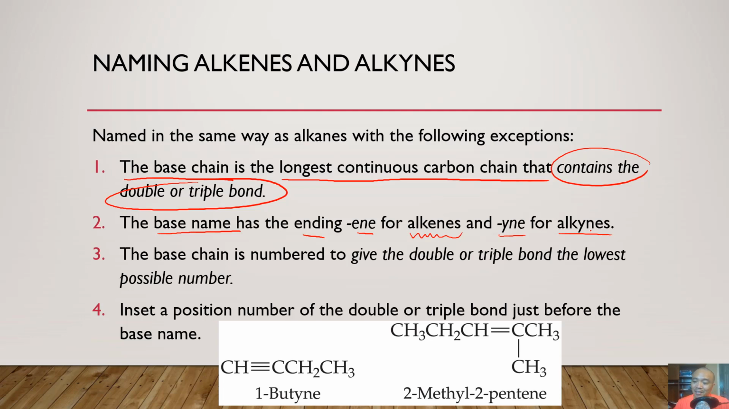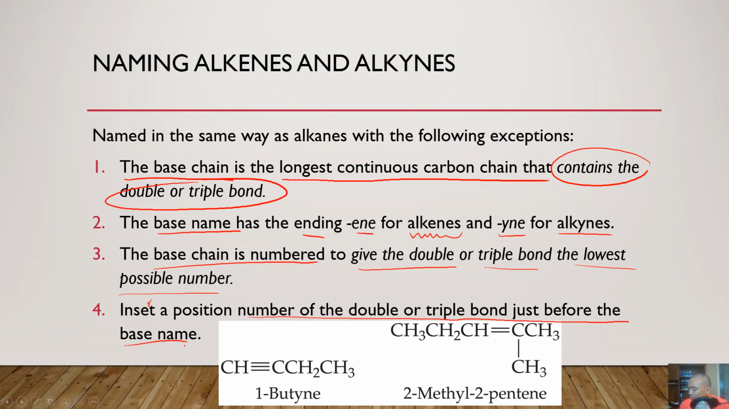Number 3, the base chain is numbered to give the double bond or triple bond the lowest possible number. Remember, for alkanes, we want to make sure the branches have the lowest possible number. But here, for alkenes and alkynes, you make sure the double bond or triple bond has the lowest possible number. And you're going to insert the position number of the double bond or triple bond just before the base name.